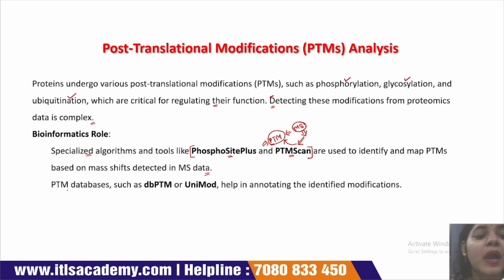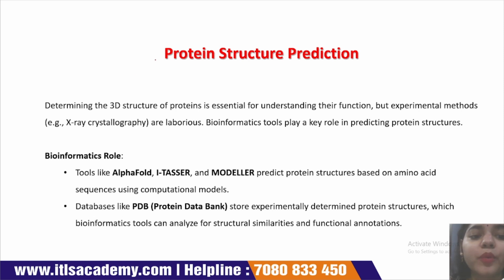Okay, next, post-translation modification databases such as dbPTM and Unimod help in annotating the identified modifications. Then these databases are very helpful to understand the modification. Okay, these are the tools which are used to identify the modification, and these are the databases that are used to identify the modification. Okay, now next we understand the protein structure.